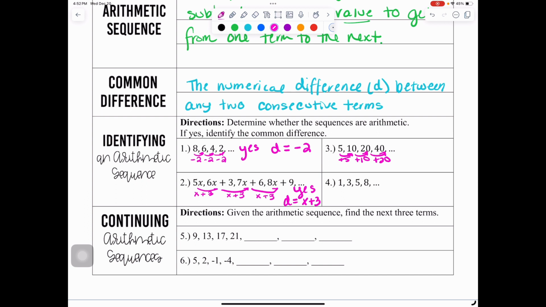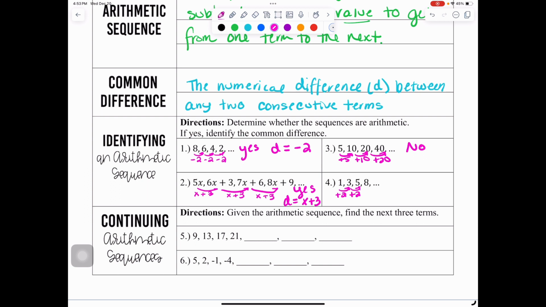It's not the same value being added every single time. So this is not an arithmetic sequence. In number 4, 1 became 3 by adding 2. 3 became 5 by adding 2. So if I stopped, I would think everything is okay.